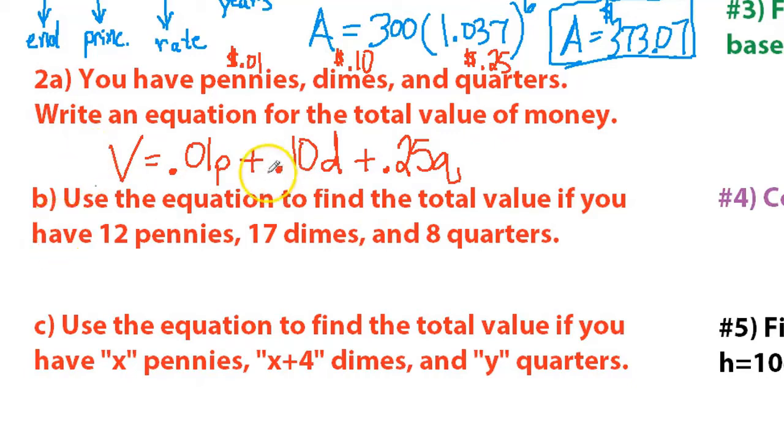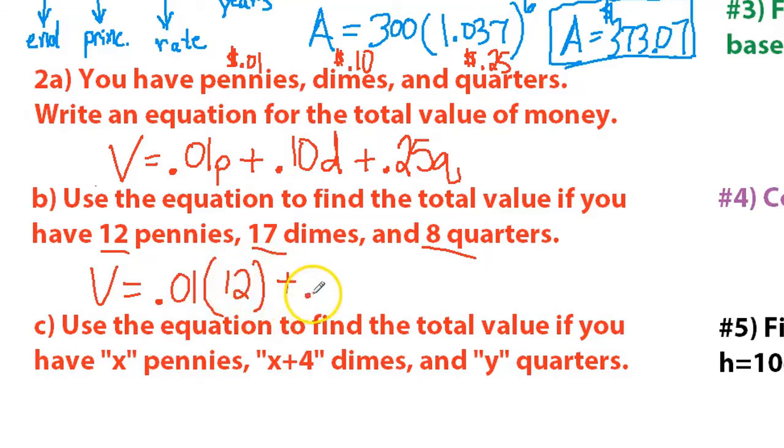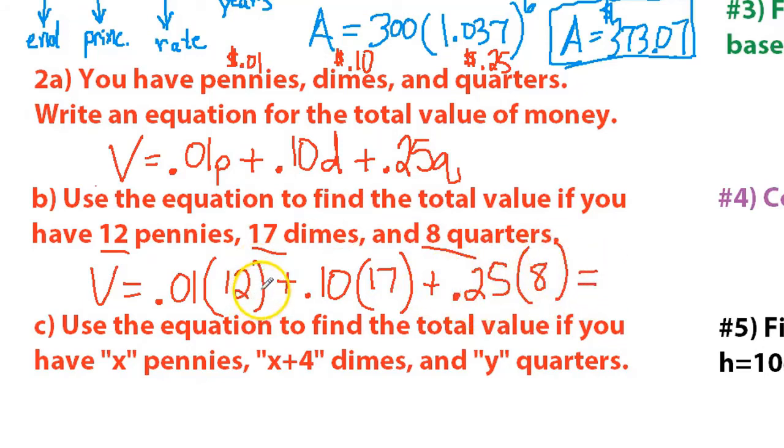Now in part B, we can use our equation to figure out how much money we'd have if we had 12 pennies, 17 dimes, and 8 quarters. We're just going to plug those values in. So 0.01 times 12, because there's 12 pennies, plus, how many dimes did we have? 17, so I plug 17 in for D. And since we have 8 quarters, I'll plug in 8 for Q. We can use a calculator to add that all up. And when we do, we get a total of $3.82.